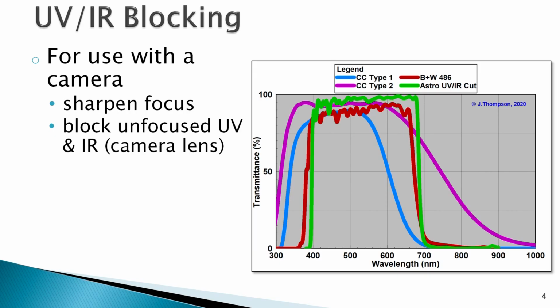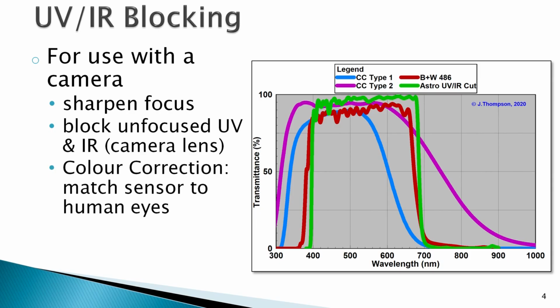Included in this group are so-called color correction or CC filters, whose purpose is to modify the spectral response of a camera sensor to be more like the human eye. The blue and magenta curves on the plot at right are both spectra for commonly used color correction filters. All commercially available digital cameras have some sort of CC filter installed.